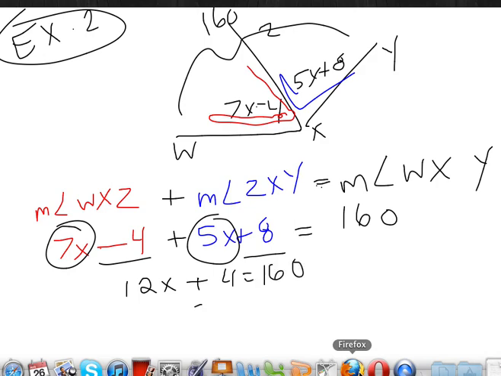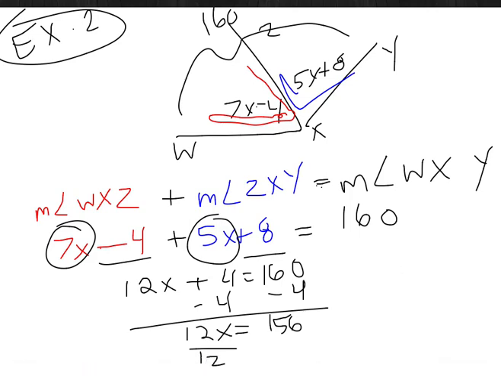Your next step in the algebra is to subtract 4 from both sides, and you get 12x equals 156. Now we need to divide by 12, and we get that x equals 13. However, we are not done. The problem asked us to find what is the measure of WXZ and ZXY. So we do need to go back, just like we did in that last problem, and we need to plug back in.